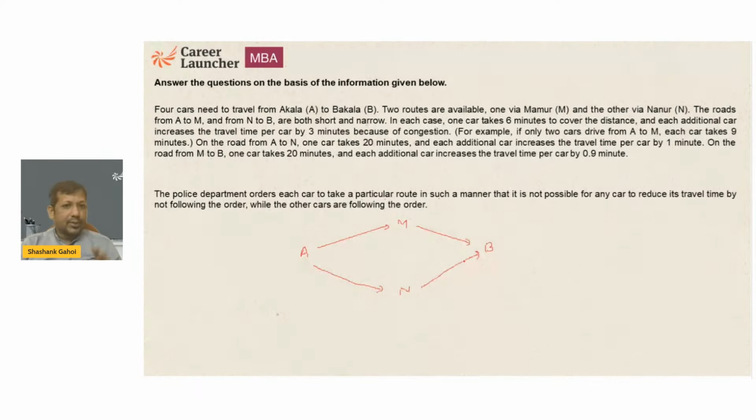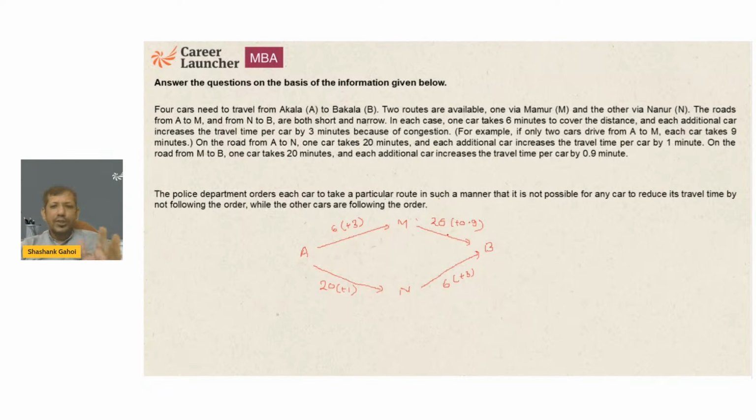I'm going to go like this. Now, A to M and N to B both take 6 minutes, 6 minutes, and each additional car takes 3 minutes, 3 minutes. Now M to B takes 20 minutes, and A to N takes 1 minute extra per additional car. Okay, plus one. This takes 0.9 minutes extra.